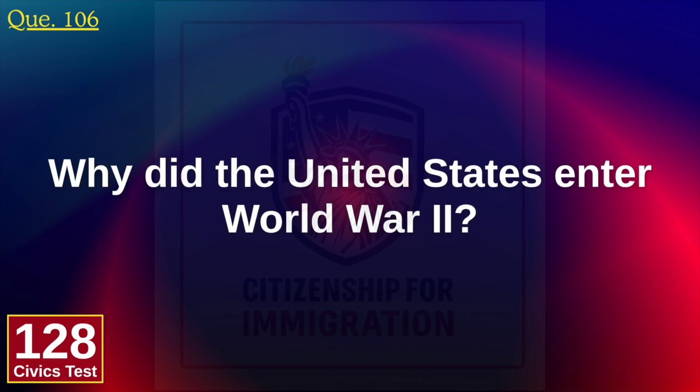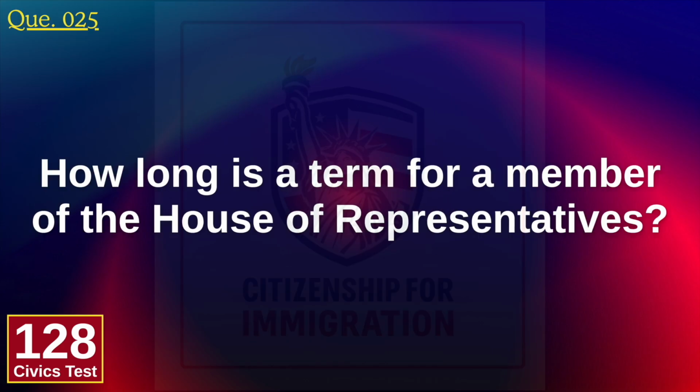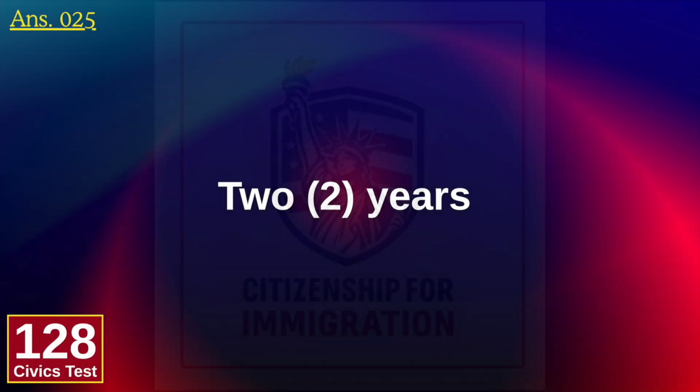Why did the United States enter World War II? Japanese attacked Pearl Harbor. How long is a term for a member of the House of Representatives? 2 years.